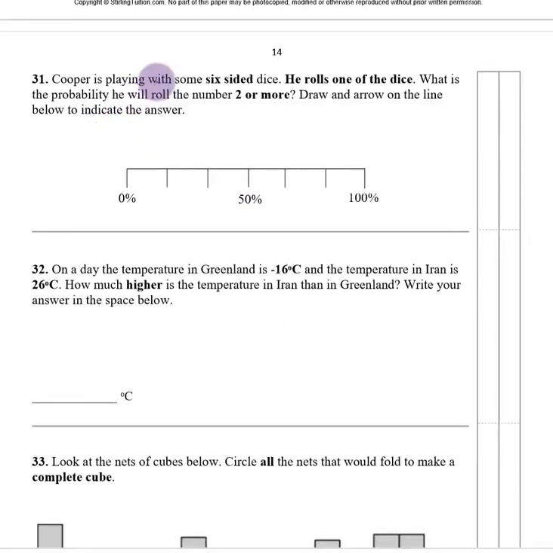Number 31. Cooper is playing with some 6-sided dice. He rolls one of the dice. What is the probability he will roll a 2 or more? So on 6-sided dice, potentially you could get a 1, a 2, a 3, a 4, a 5, or a 6.